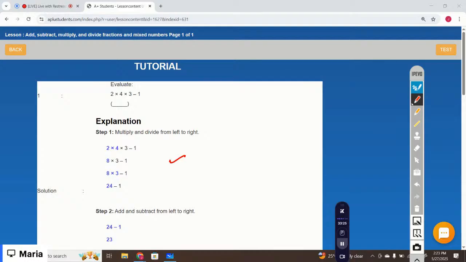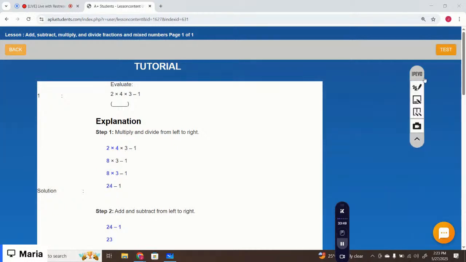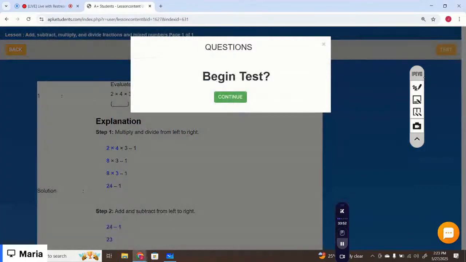Going from left to right, multiplication has higher priority over subtraction, right? So you have to do multiplication. 2 times 4 is 8. Then again we are left with multiplication and subtraction. So you have to do 8 times 3, that is 24. And you have to subtract, 24 minus 1. Let's just test it.